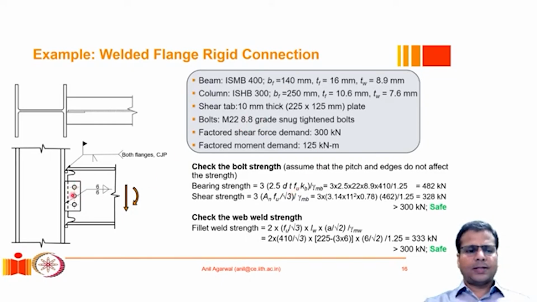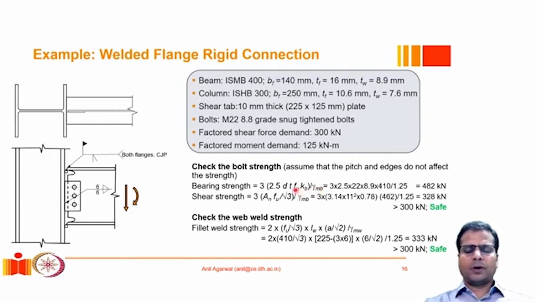For the design of the bolts, let's first assume that the pitch and the end distances are sufficient that they don't start to control the strength of the bolt. So first let's look at the bearing strength of one bolt. The bearing strength for one bolt is given by 2.5 times d t fu kb, I hope you remember what these parameters represent, divided by gamma mb. Gamma mb is the factor of safety.